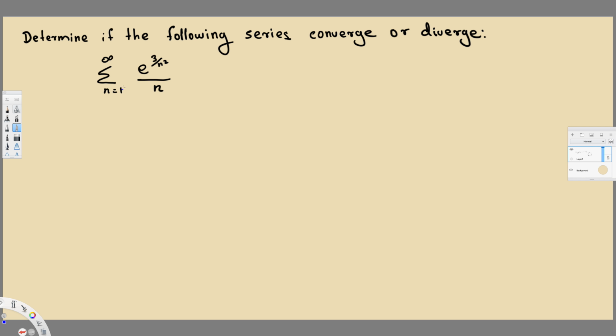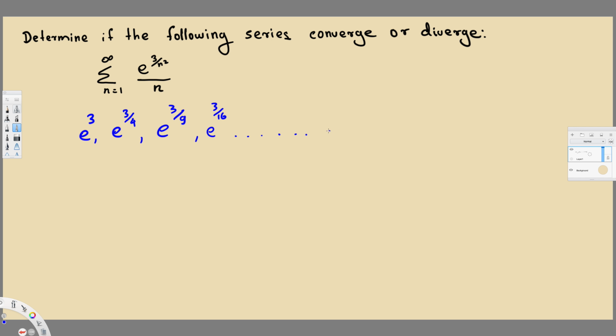For example, if we start from 1, this is going to be e power 3, because we are dividing by 1 square. I'm just taking the numerator and checking. So if we take 2, we are going to have e power 3 over 4, right? 2 square is going to be 4. And then if we take 3, it's going to be e power 3 over 9. And if we take 4, it's going to be e power 3 over 16. And it's going to go on and on and on.